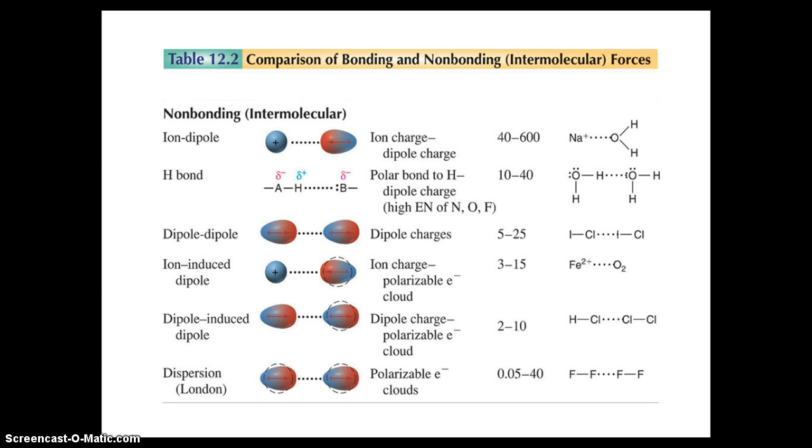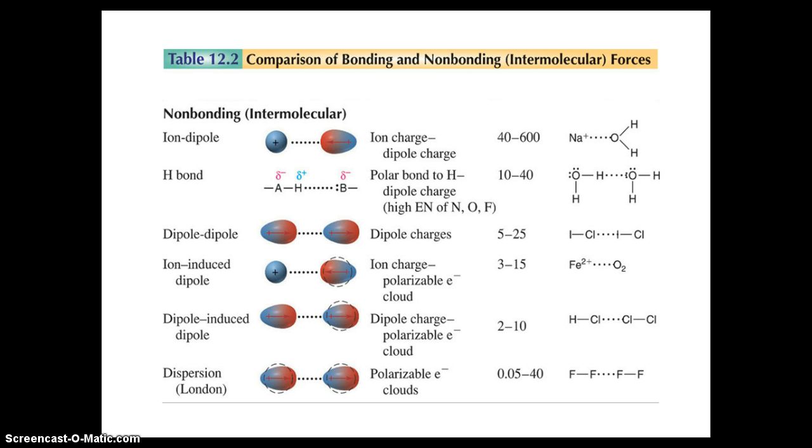The next one is hydrogen bonding, and with this, it's a force that is between the hydrogen of one molecule to either a nitrogen, oxygen, or fluorine on another molecule. So nitrogen, oxygen, and fluorine have a high electronegativity, so that positive H is going to be attracted to that slightly negative nitrogen, oxygen, or fluorine. Next, we have dipole-dipole, which is just the interaction between two polar molecules.